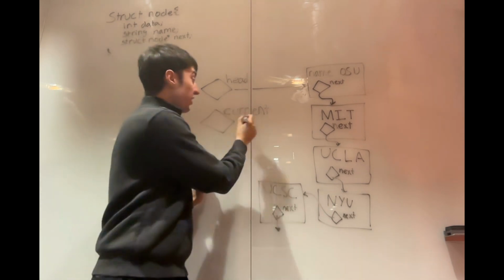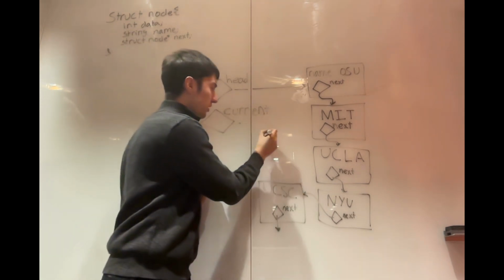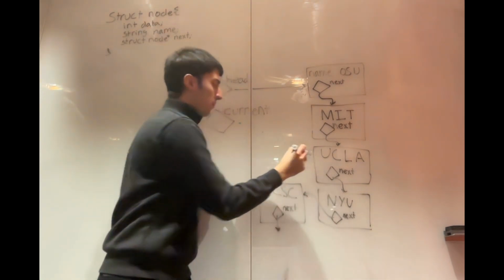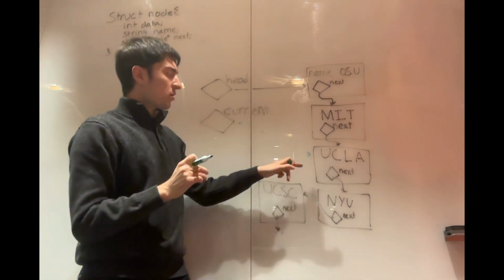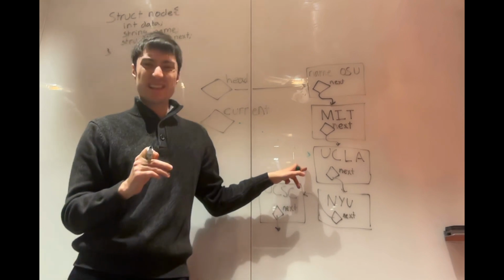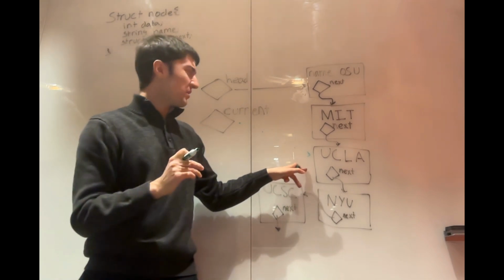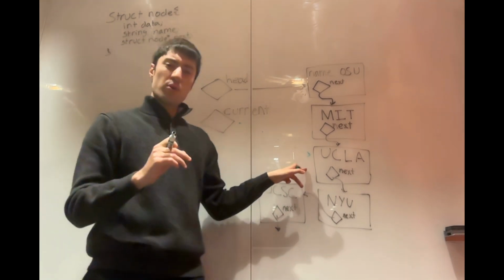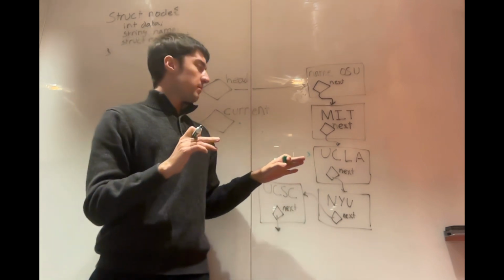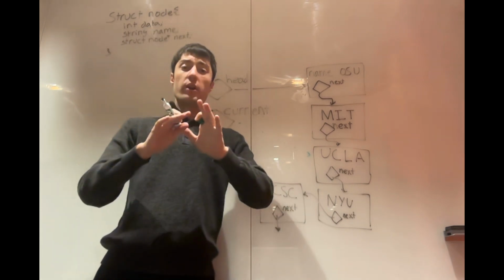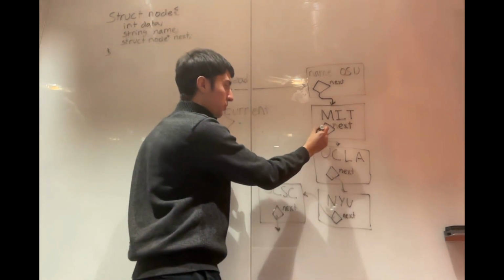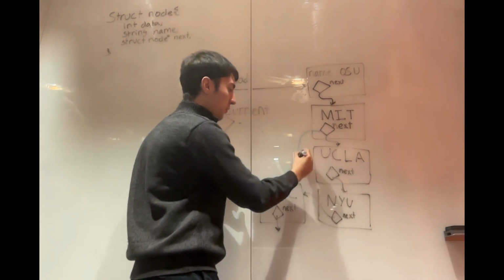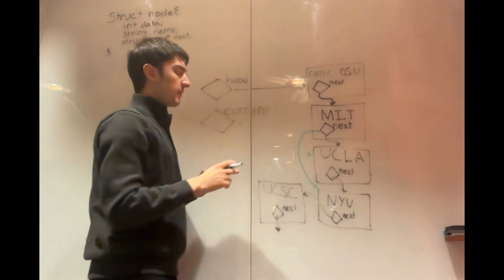So current eventually, and I'll show you how it's going to do it, is going to point to UCLA. But we're trying to actually delete this, right? We want to delete this. So ultimately, I'm just showing what it will look like. We want this next element to point like that, right?